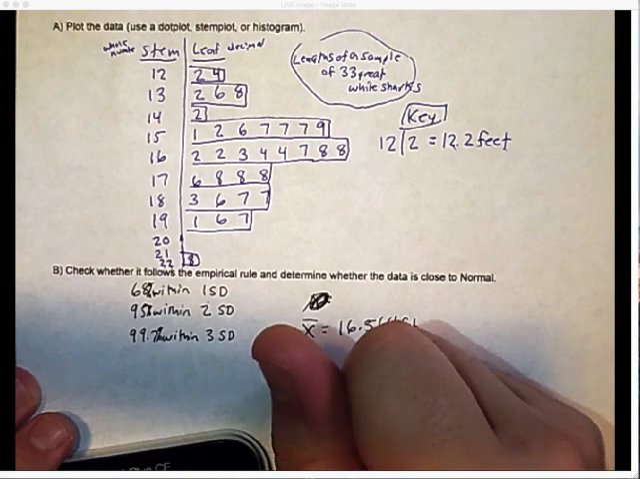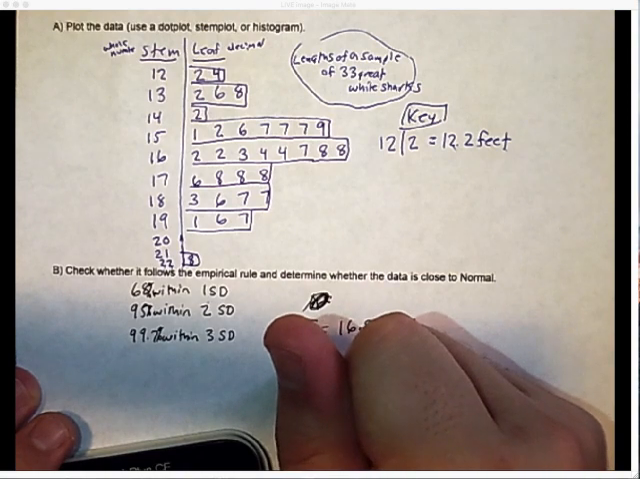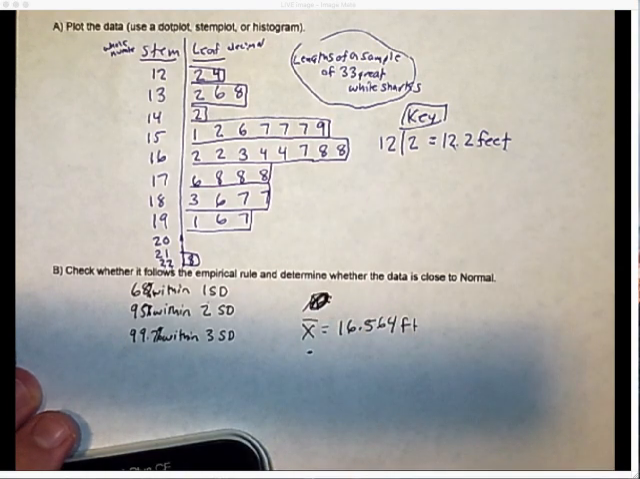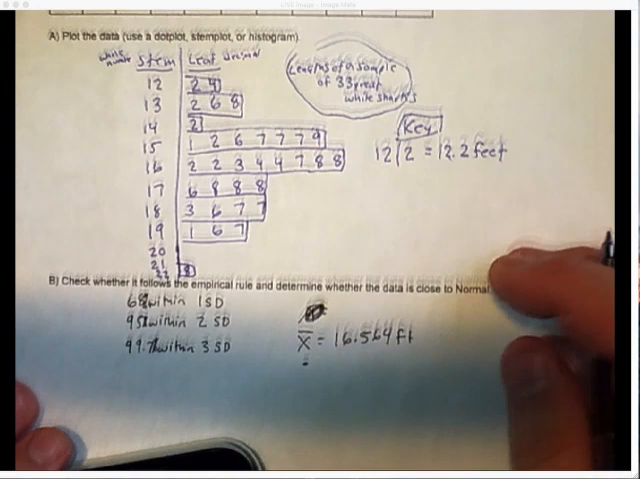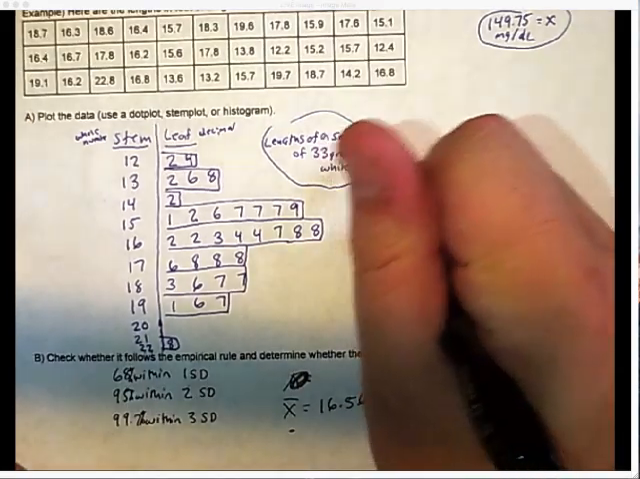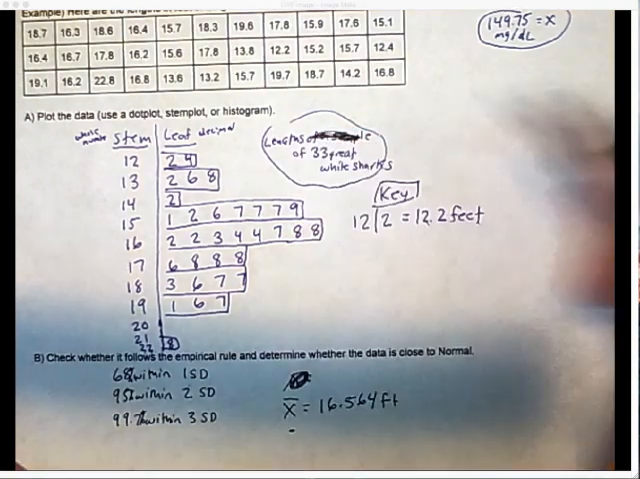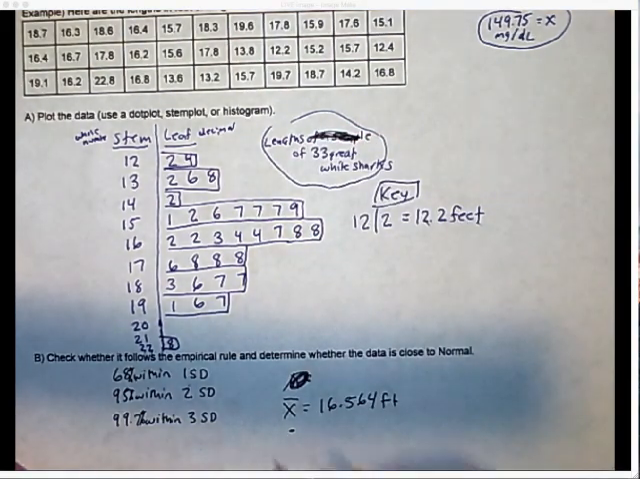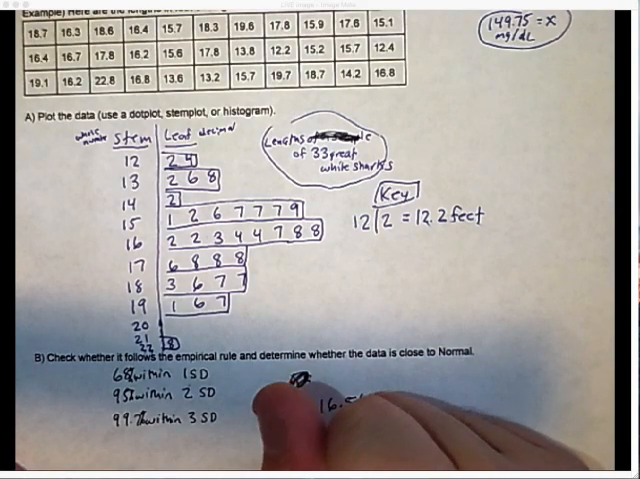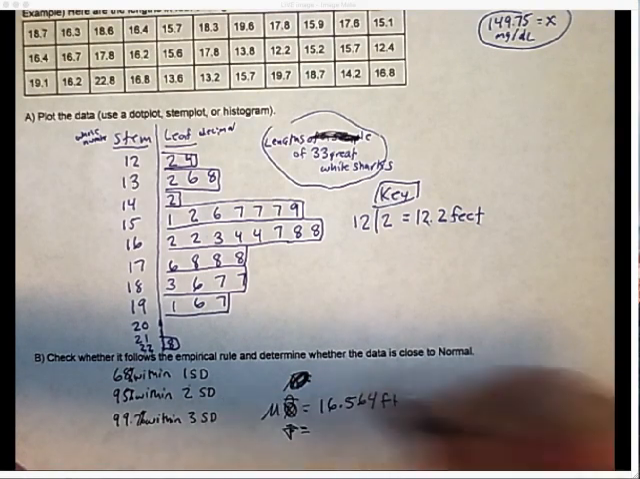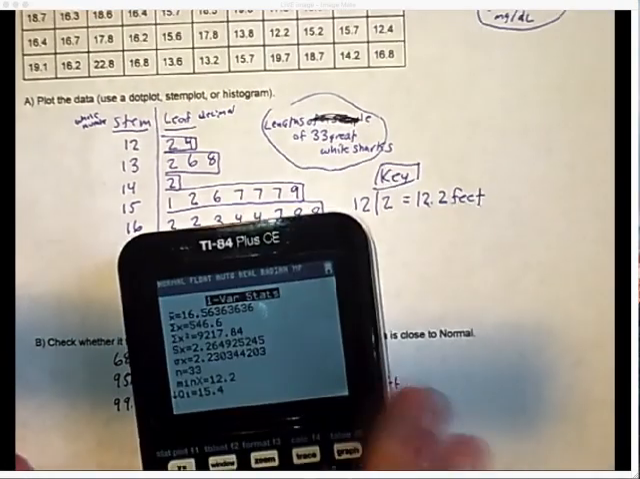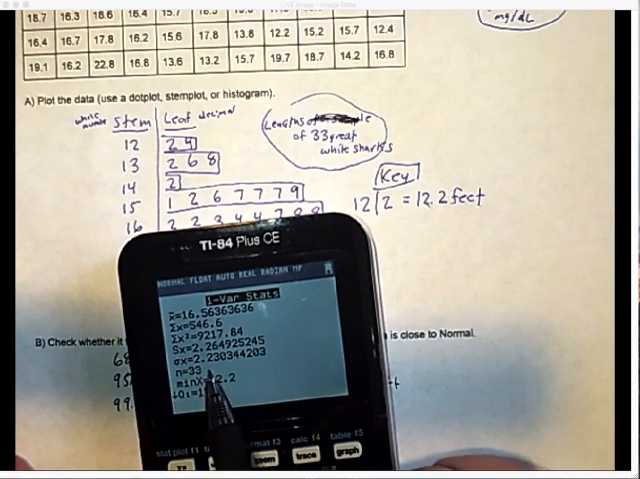Okay. Well, should I use S or sigma? Well, let's say this wasn't a sample. Okay, lengths of 33 great white sharks. Let's just say it was the population. Well, if it's population, let's use sigma instead, and let's call that mu. All right, so sigma here is 2.230.